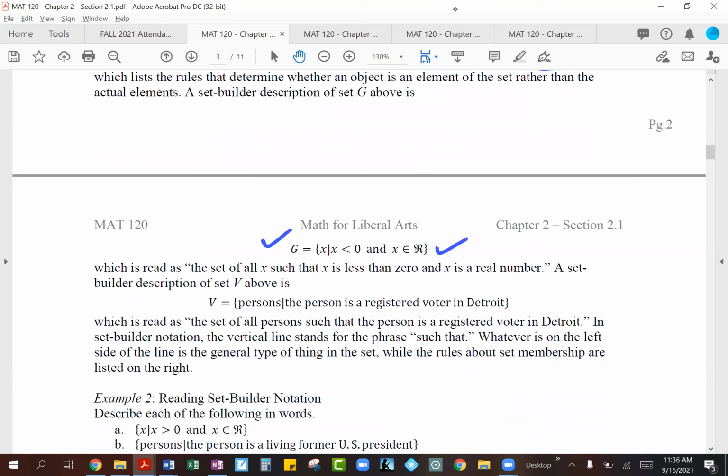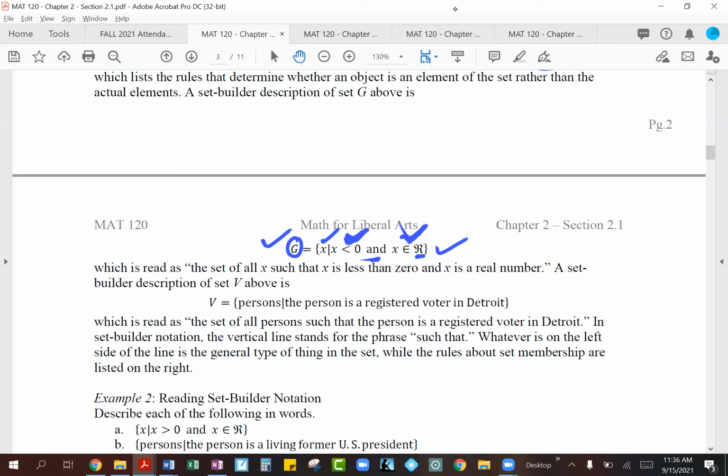What this is basically saying is that X is an element of set G, where X is less than 0, which means X is negative, and X is part of the real number set. So these two conditions tell us that we are looking at negative numbers, because X has to be less than 0, and we know X has to be a real number. So this is telling us set G stands for all negative real numbers. That's how they're defining this by using the set builder notation.